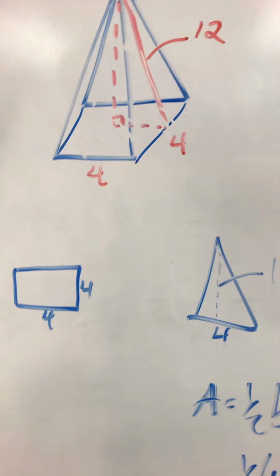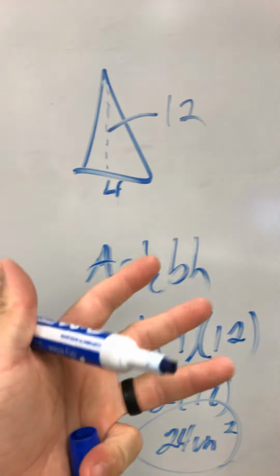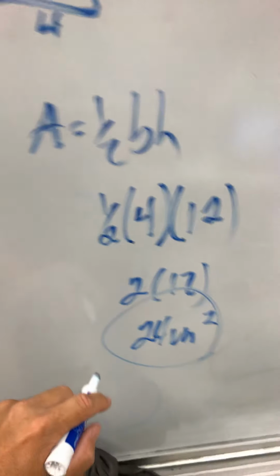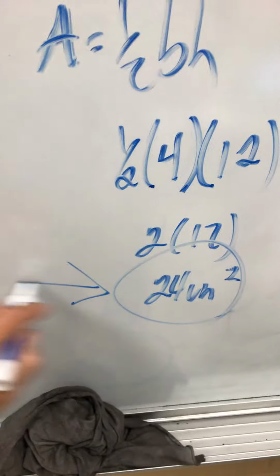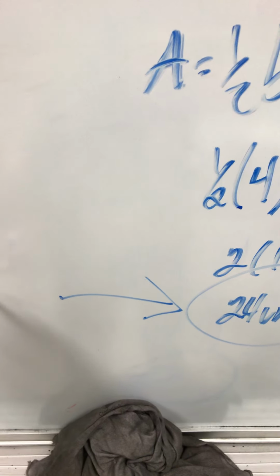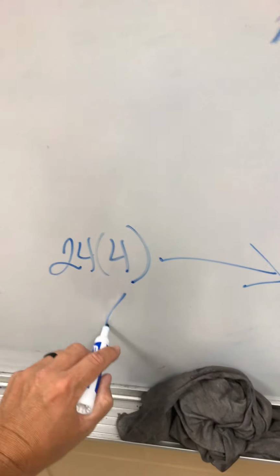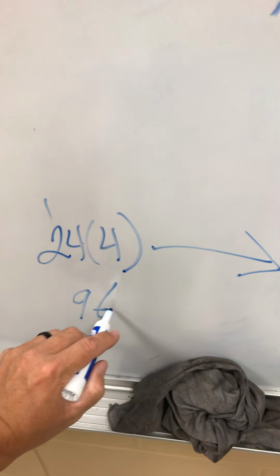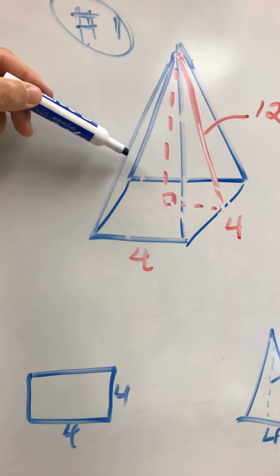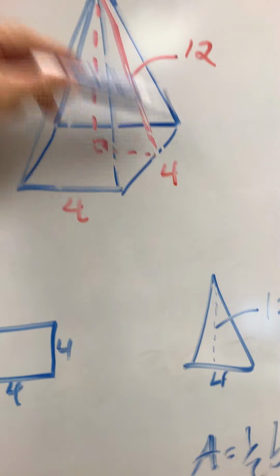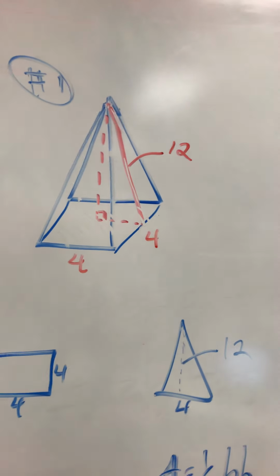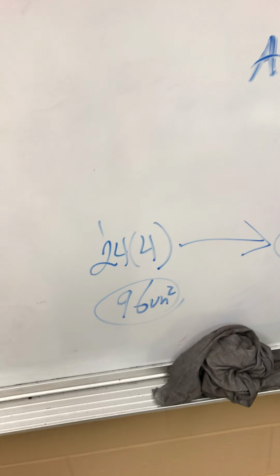Now remember, we said there's 4 of them, right? So I have to take the 24 and multiply it by 4. That's going to be 96 units squared. So this front triangle, this side triangle, that back triangle, and this triangle, all those little areas added up together give me 96 units squared.